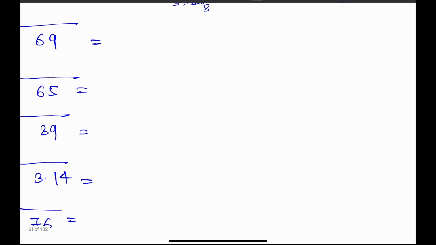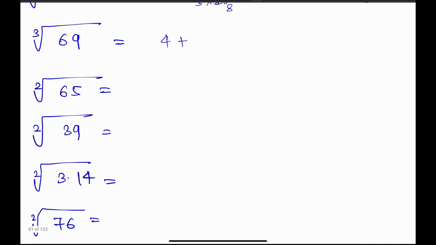69 again, this is 4, 64, 5 upon 3 into 16. So 1 by 16 is what? 0.0625. 1 by 16 is 6.25. Okay, and then if I multiply with 5, it will be 0.3 approximately. Actually it will be, no, it will be more.